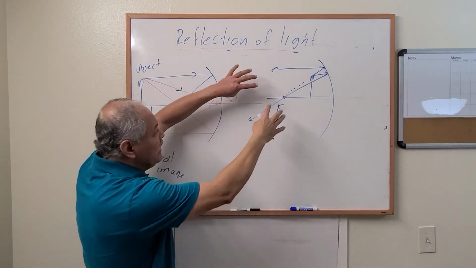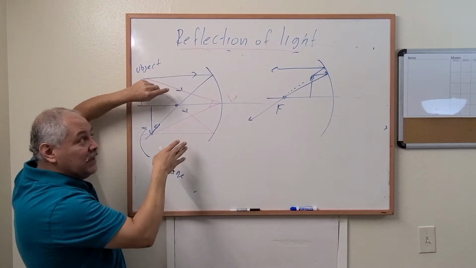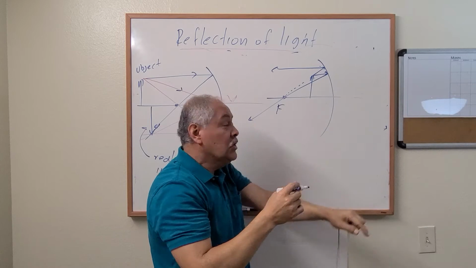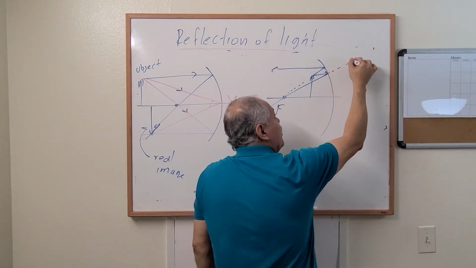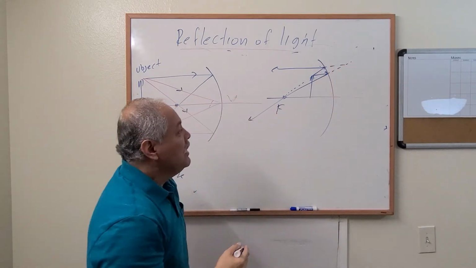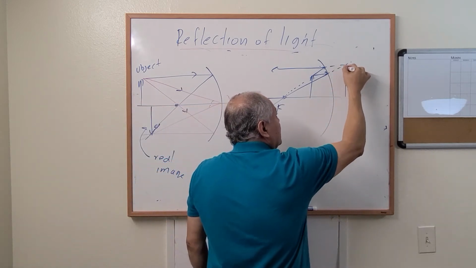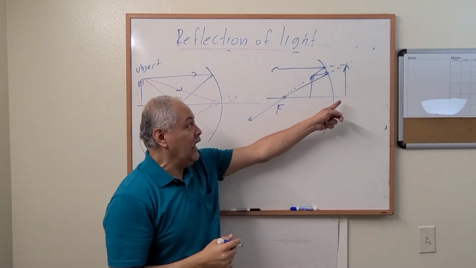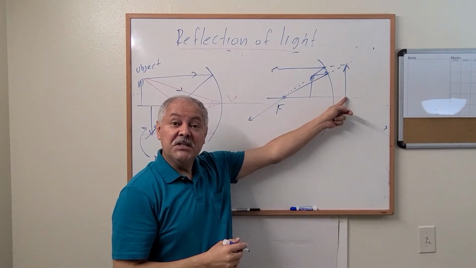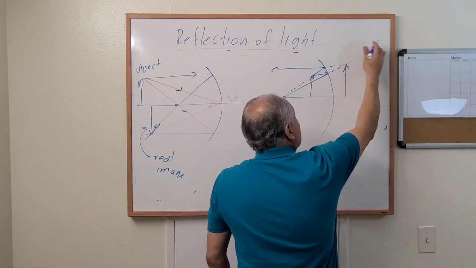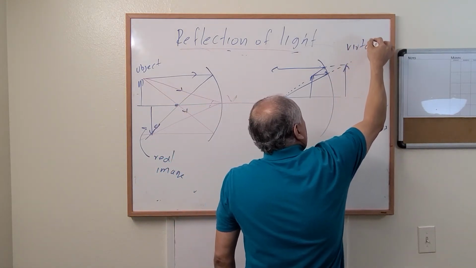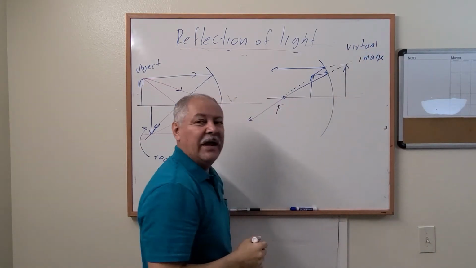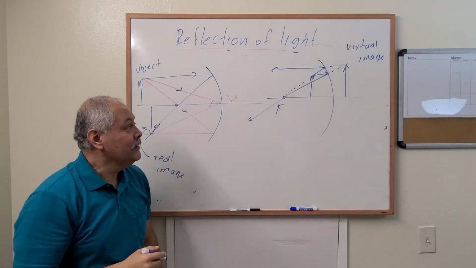But look, in this direction, these rays diverge. But if we are going backward, it looks like they meet behind the mirror. So let's see again, where is the point where all these rays meet? It looks like this ray meets behind the mirror. If the image is behind the mirror, the image is virtual. So in this case, we have a virtual image. Virtual, right, the image is behind the mirror. We cannot see it on the screen, correct?